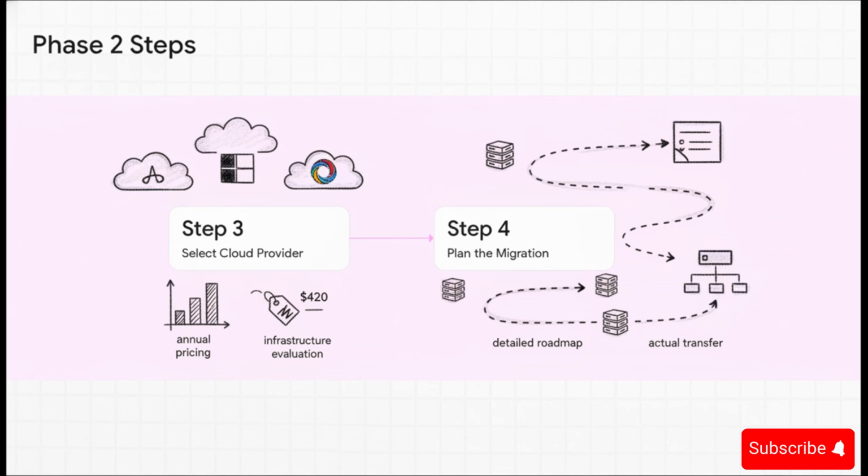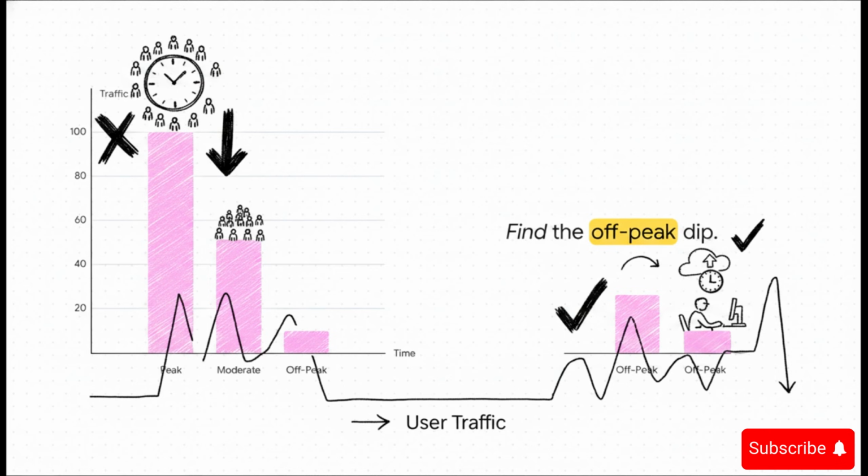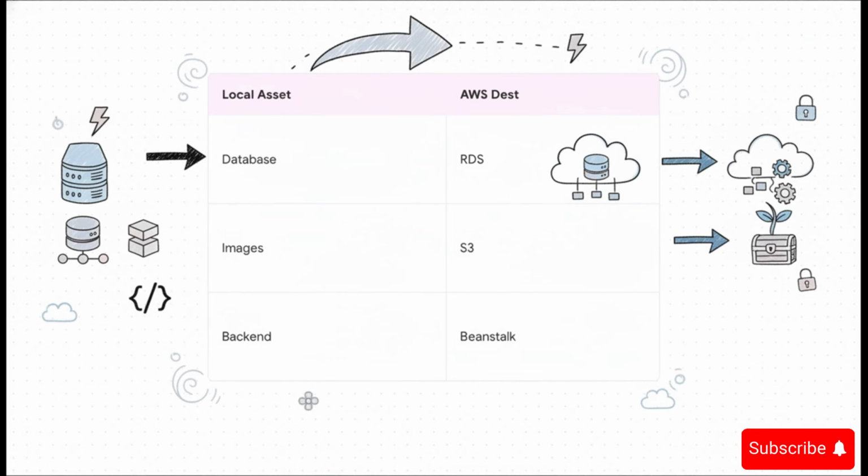Once your provider is officially locked in, Step 4 kicks off. Plan the migration. This is where you draft a highly specific, totally meticulous roadmap for the physical transfer. A massive part of that roadmap relies entirely on timing. If you look at daily application usage, you'll see why you absolutely must avoid migrating during those huge spikes in user traffic. Instead, you've got to find that off-peak dip, the sweet spot where the fewest users are online. Scheduling your migration precisely during this quiet little window ensures you aren't disrupting your active users while all that critical data is in transit. Step 4 also demands some really meticulous asset mapping.